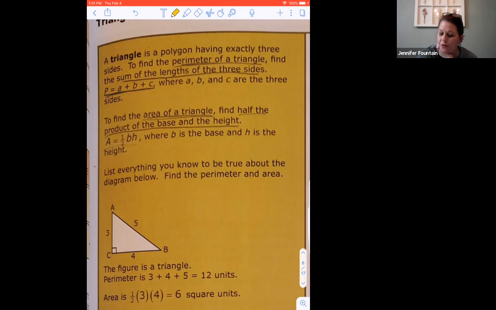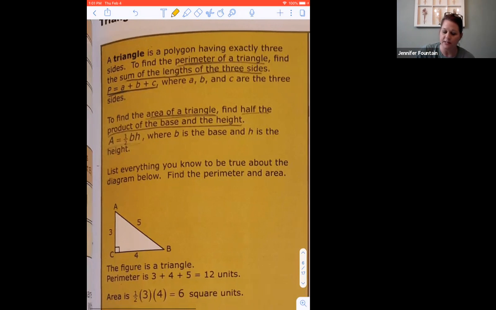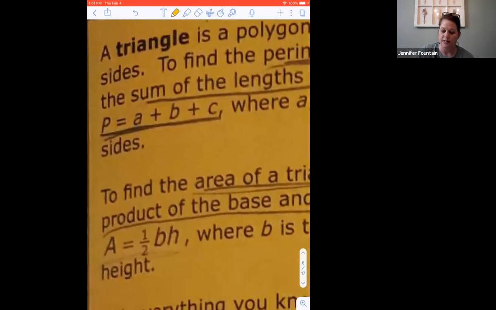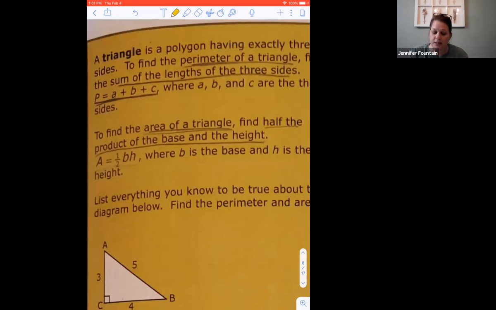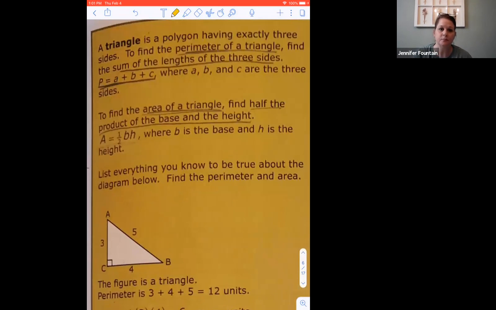And it says to find the perimeter of a triangle, find the sum of the lengths of the 3 sides. So underneath your definition, it says write the formula for the perimeter of a triangle. So my formula for perimeter of a triangle is A plus B plus C, where A, B, and C are the 3 side measures. Okay, so I've got 3 sides, I add them together. That's how I find the perimeter of a triangle.